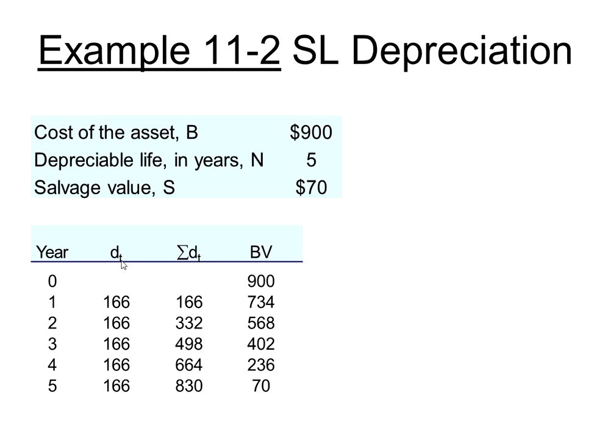So then the dt is 900 minus 70, which is 830, divided by 5, and that's 166. So you see that each year, at the end of year 1, we have 166 as the depreciation amount, and again at year 2, 3, 4, and so on, all the way through 5 years, we have depreciation amounts being the same. And then the sum of those is determined as basically the sum of everything before, so this is just 166.